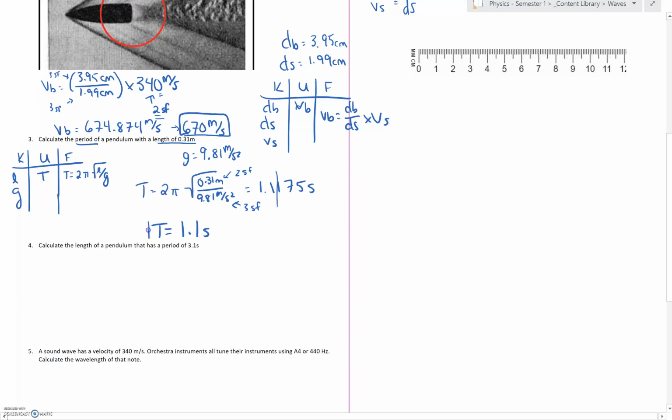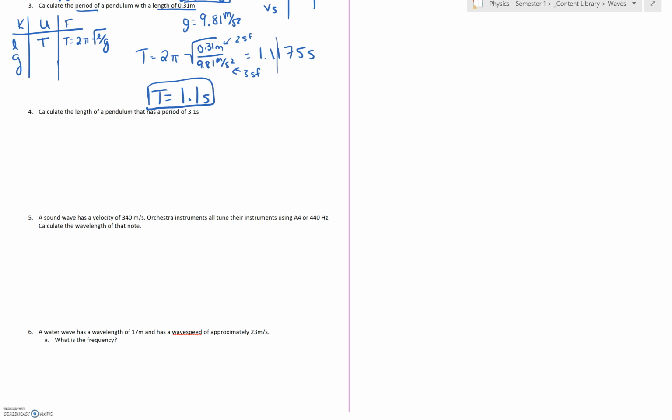I keep drawing my boxes and they keep cutting out the next problem. So the next problem is pretty similar, but it's actually asking us to find the quantity of something that's within that square root that we just talked about. So let's calculate the length of the pendulum that has a period of 3.1 seconds. So if I go back to that same table I like making, that you might be thoroughly tired of by now, but, you know, deal with it.